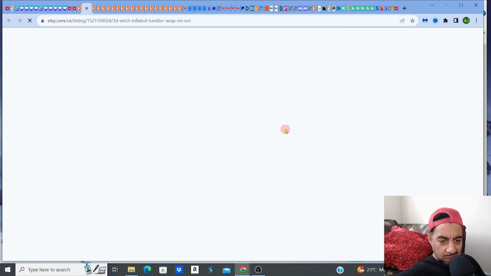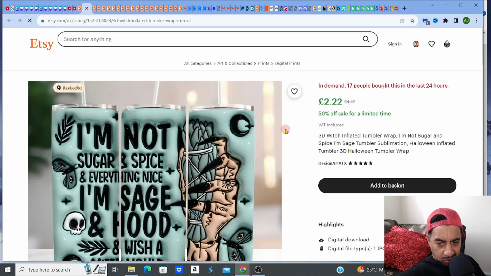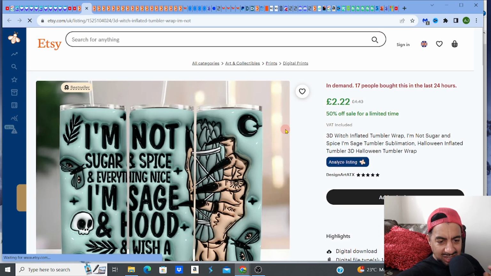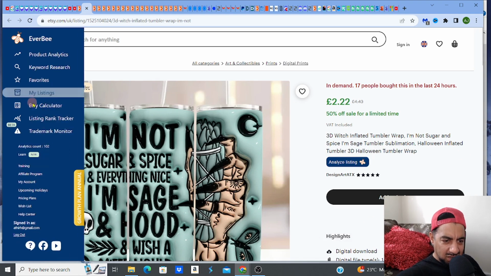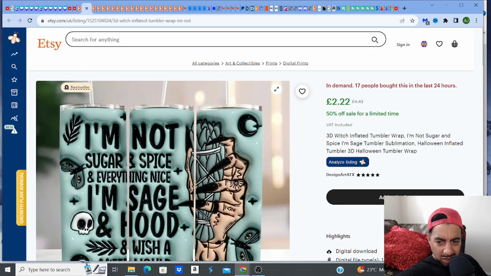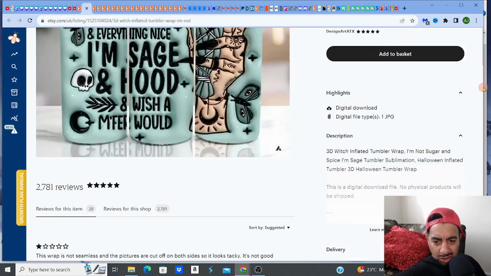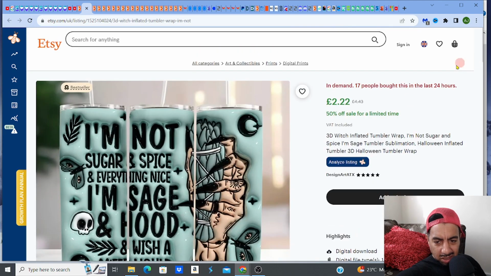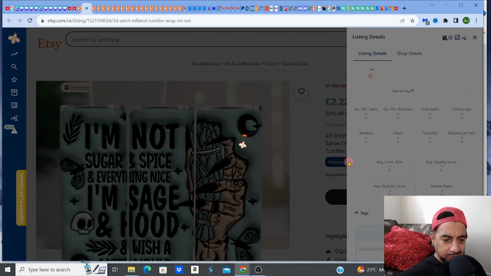Now I'll tell you one thing that I can already see right now in this listing is the 3D inflated style is quite popular. The 3D inflated style design, Tumbler wrap style. Okay, you'll see that people are buying that more and more. Now the thing about this listing, I can't even see any side images. Is it just one image? Right, this is just one image, guys. Wow. Okay.